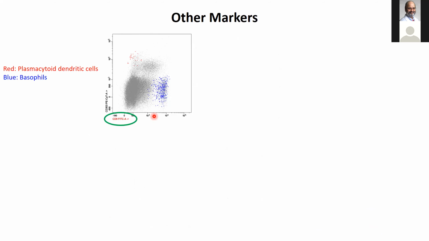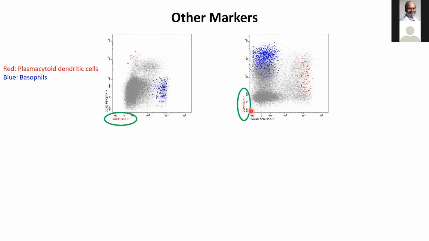CD9 is a nice marker for basophils, and you can see here blue on the x-axis. The basophils painted blue are nicely positive. In this particular case, you can see that the plasmacytoid dendritic cells were negative for CD9. But shifting gears over here to the y-axis, that's where our CD9 is. You can see again our basophils now have nice expression, and in this case, our plasmacytoid dendritic cells are actually picking up some CD9, so they can pick up some CD9.